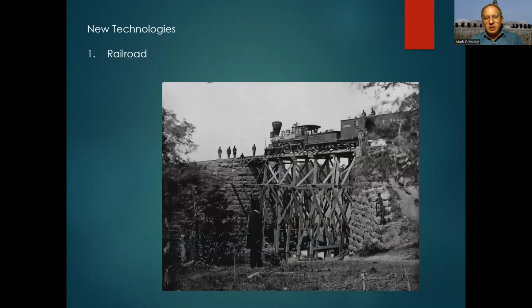There are new technologies involved in the American Civil War, and you see them in Europe as well, but we'll use the example from the American Civil War. The first was the railroad. The railroad was again mechanically based, and it allowed for larger armies to move from one place to another with greater rapidity. It allowed for the transfer of supplies on a large scale.